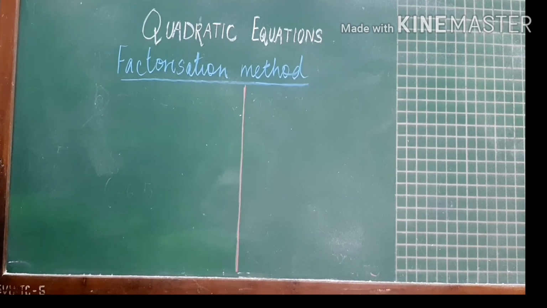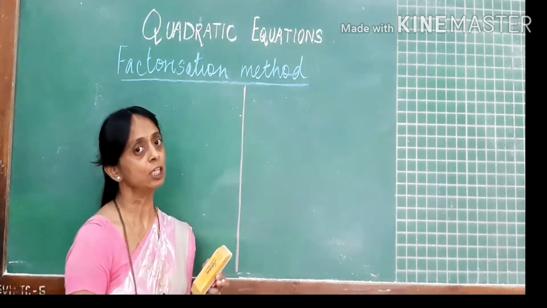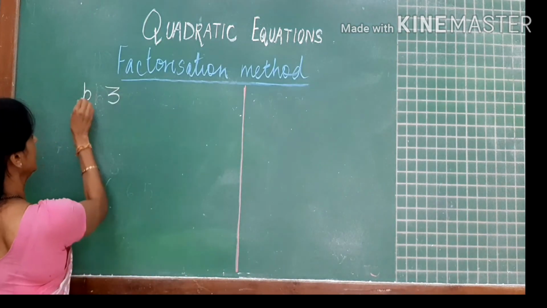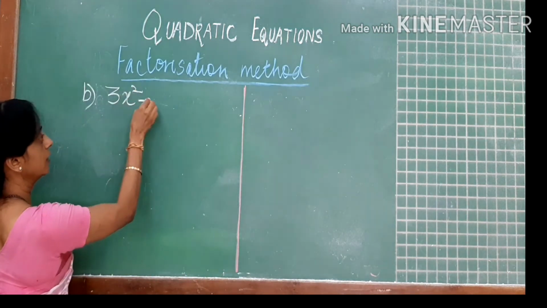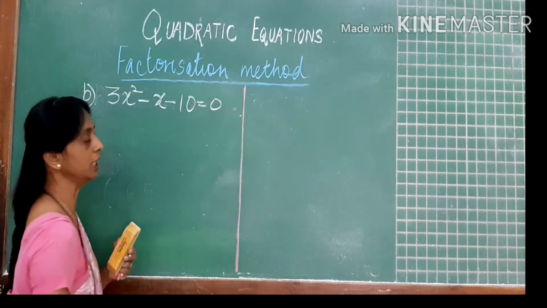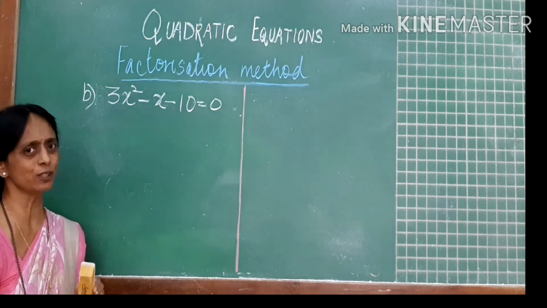Now, children, let's solve one more problem by using factorization method to understand it more clearly. The problem is 3x squared minus x minus 10 is equal to 0. Let's compare the first problem with the second. What difference do you see, children?